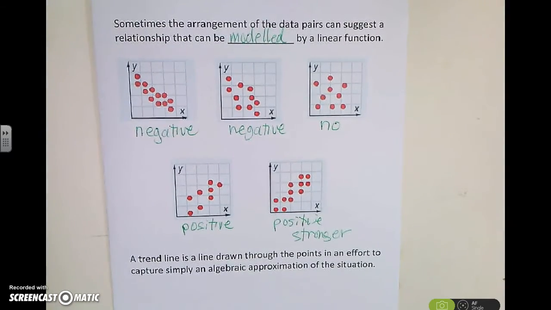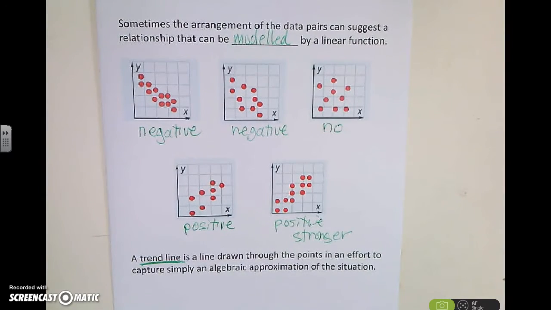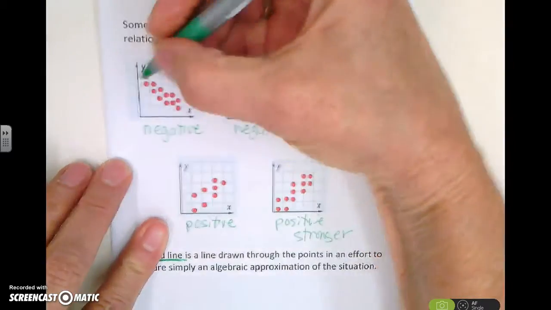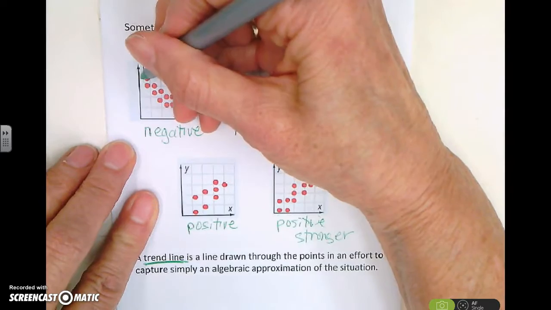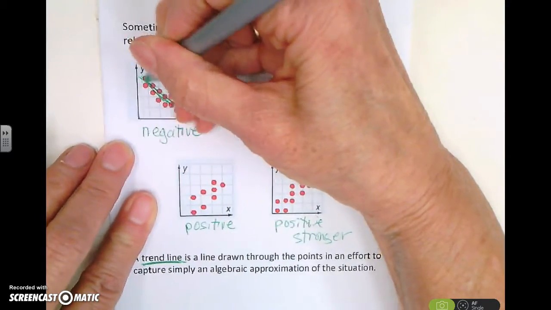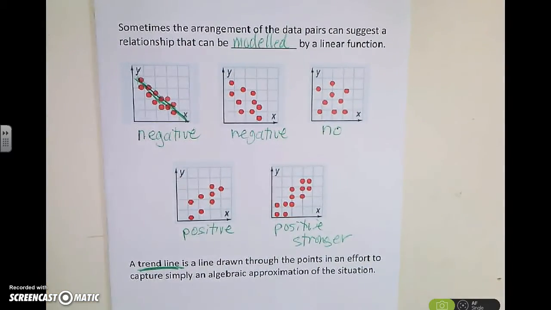A trend line is a line drawn through the points in an effort to capture simply an algebraic approximation of the situation. So it's just like I did on that very first problem. I might kind of start here and go down the middle of these and draw a line, and that approximates what's happening with those points. The points are not exact, but it approximates it.